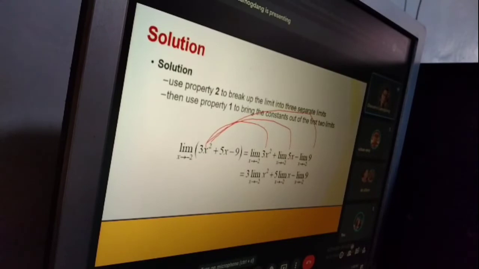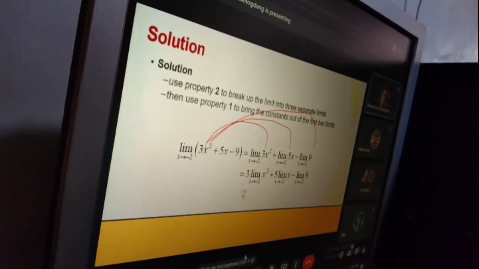So here, nilabas natin ng 3, the limit of x squared as x approaches negative 2. Nilabas natin yung 5 plus the limit of x as x approaches negative 2 minus the limit of 9 as x approaches negative 2. So, pwede mo na dito ma-simplify eh. Diba? Kung isa-isahin mo pa, matagal siya. Kaya i-diretso mo na lang.